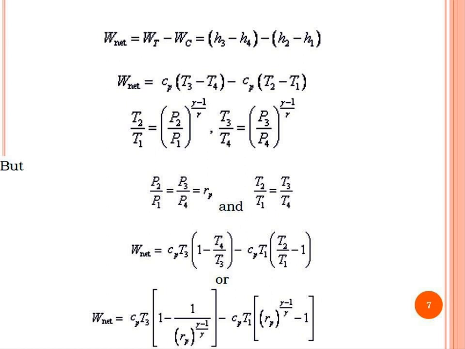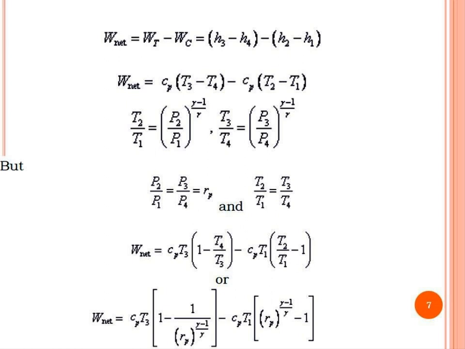So our first task is to find out what is the net work available with the system, because the compressor is a power consuming device. So to run the compressor, power is required. We discussed in the previous slide that the turbine and compressor are both mounted on a common shaft. So here we find that the net work available equals turbine work minus compression work, and that equals (H3 minus H4) minus (H2 minus H1).